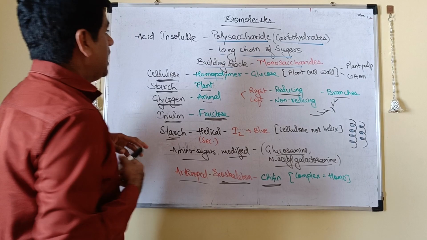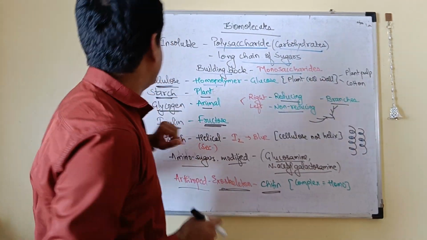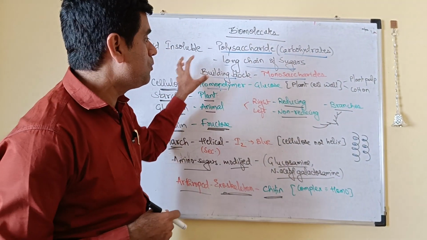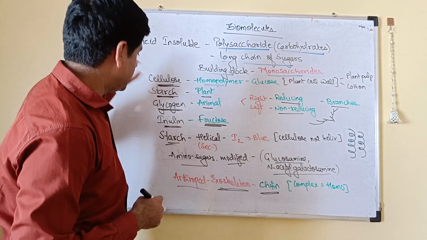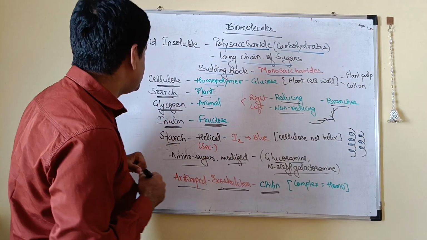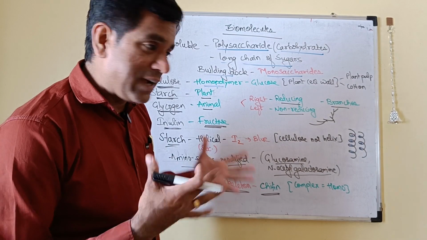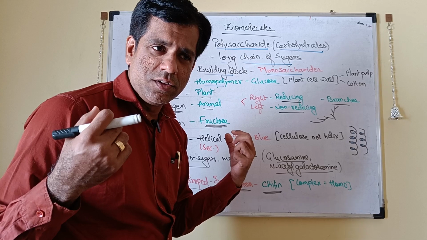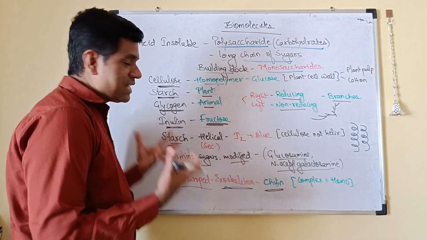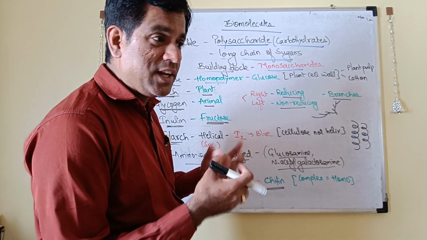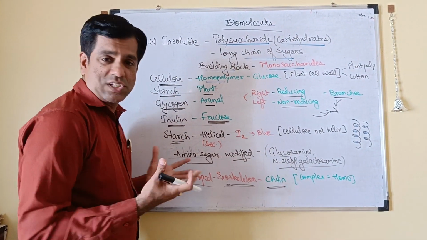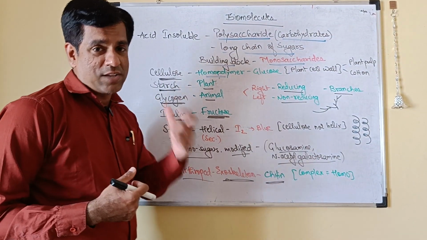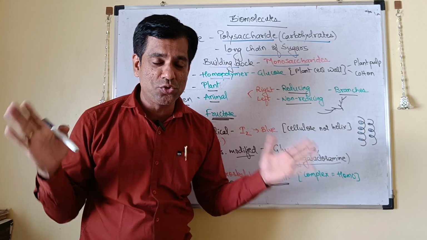Okay, a quick summary. We have polysaccharides which are acid insoluble, which are long chains of sugars. The building blocks are monosaccharides. Cellulose, starch, glycogen are all polymers of glucose, homopolymers: starch in plants, glycogen in animals, cellulose in the cell wall, plant pulp for paper, and for what? For your cotton, right? Then you have starch, which is helical, binding to iodine and giving a blue color. Then we have amino sugars, which are modified, N-acetyl galactosamine and glucosamine, the examples in your book, and the arthropod exoskeleton is made of such a complex sugar, that is chitin.